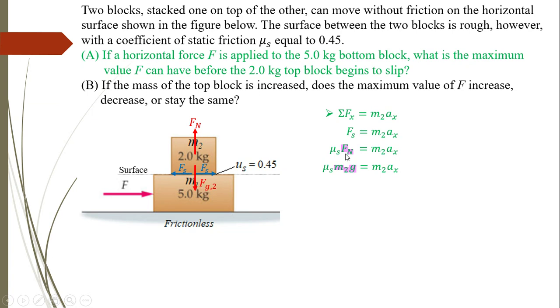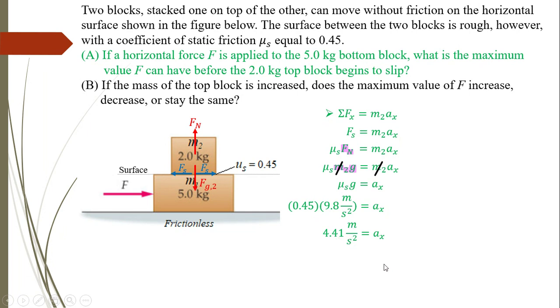So in my work, I simply replace F of n with F of G2, but F of G2 is just mass 2 times gravity. So hopefully by now you can see that M2 cancels out. It appears on both sides of the function. We can cross that out. So to find the acceleration of the top block, we simply take the coefficient of static friction times gravity. If we plug in values, the coefficient of static friction is 0.45, the acceleration due to gravity is 9.8, and if we simplify that on our calculator, we should get a value of about 4.41 meters per second squared.